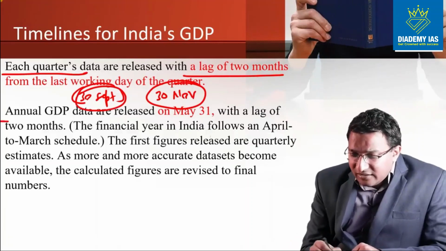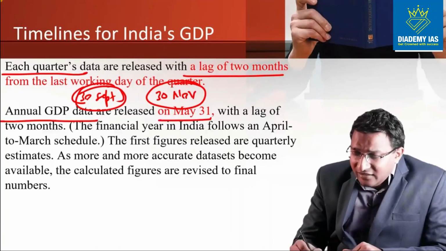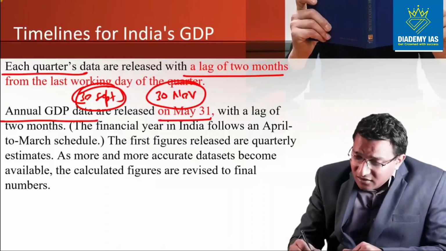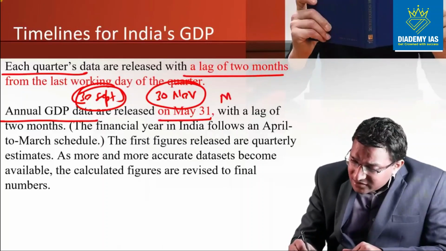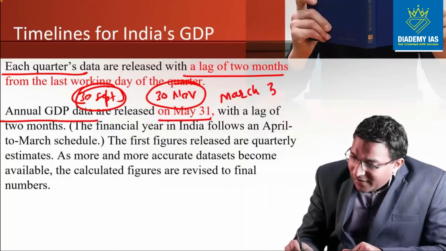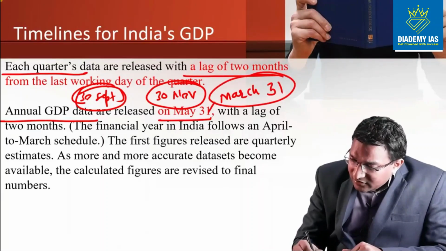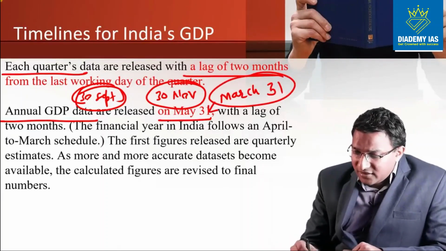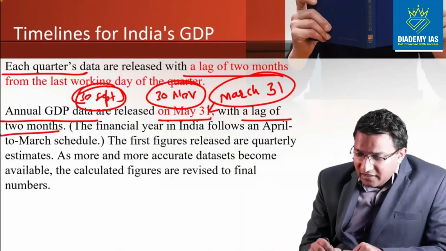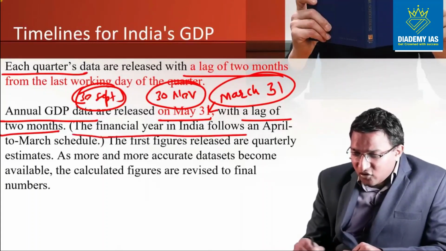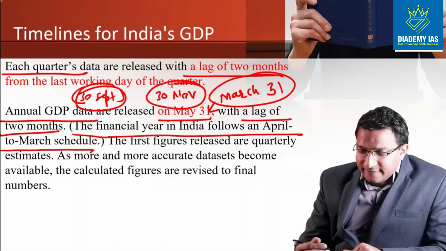Annual GDP data is published on May 31. Again, this is with the 2 months lag, because the year ends on March 31. So from March 31 to May 31, there are 2 months, right? So it is a lag of 2 months. In India, we follow the financial year from April to March schedule, right?